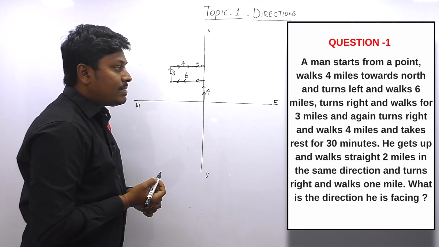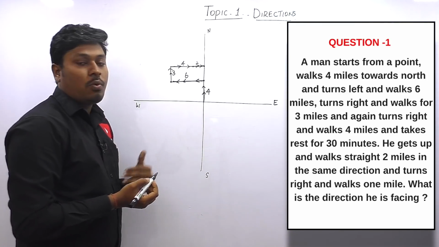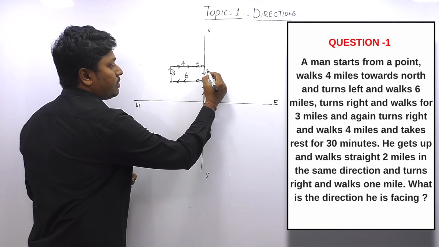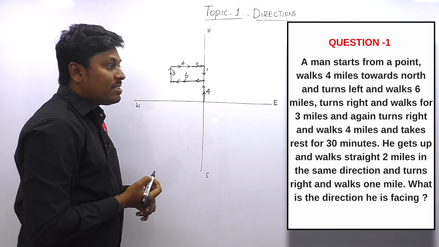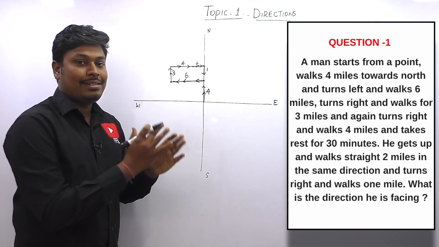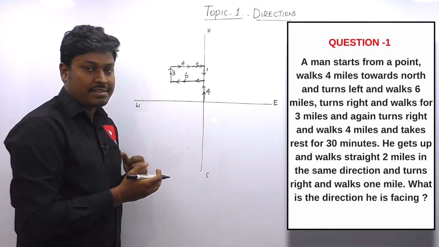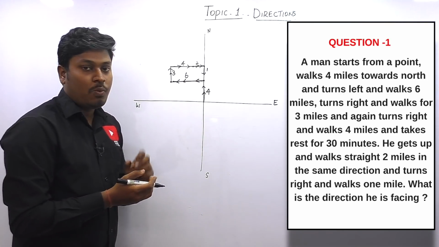And last point, what they are saying, and turns right and walks 1 mile. So from this point, he is turning right and walking 1 mile. Okay. So finally, what is the question? Which direction is he facing? He is facing the southern direction. So the answer for question number 1 is south.